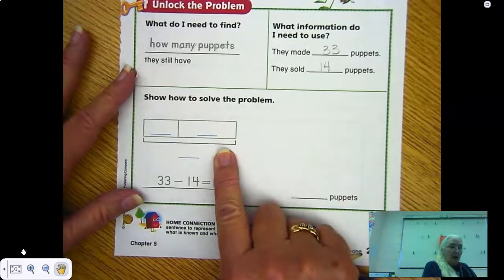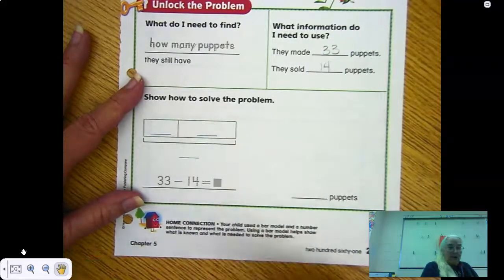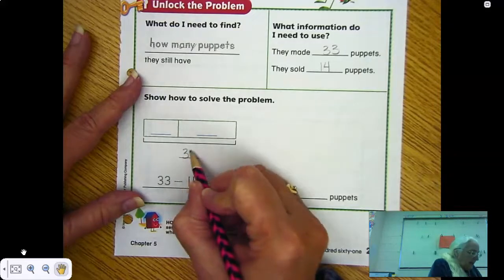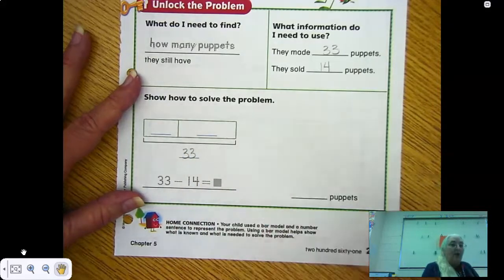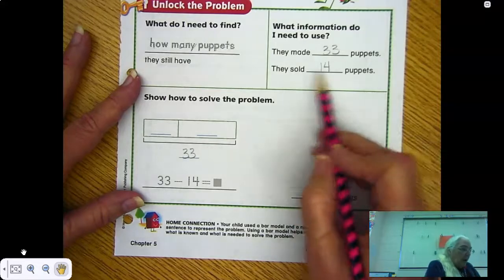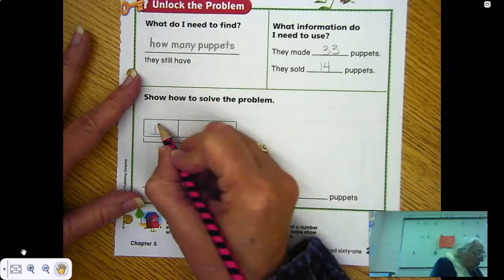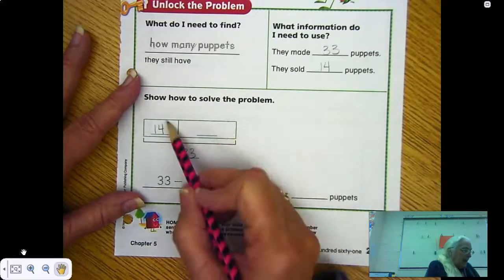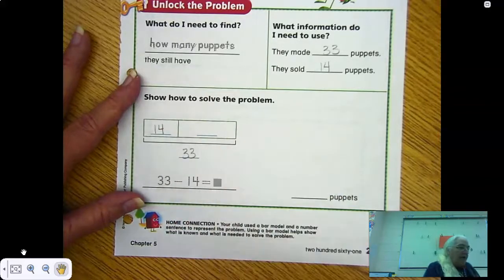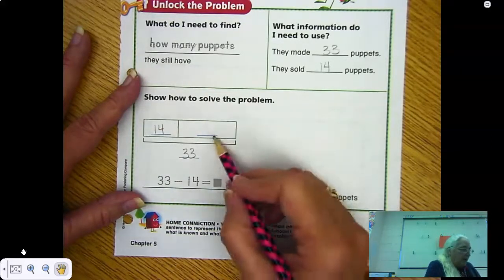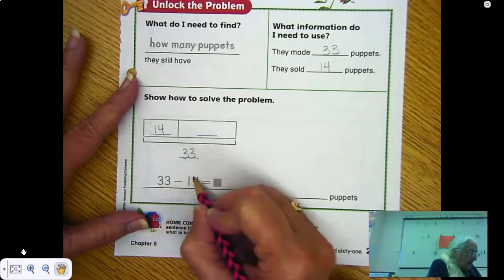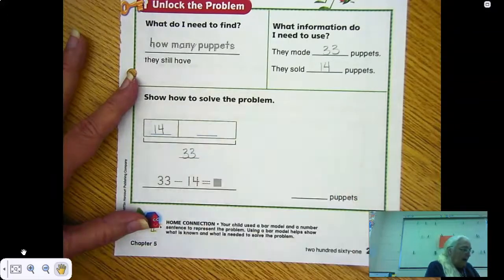Remember this whole part diagram. The whole amount, what everything is all together, they made 33 puppets. That's what they have in whole altogether. A part that they sold was 14. So if I know what the whole is, and I know what one of the parts is, I need to do a subtraction problem to figure out what's missing here. So 33 take away 14 equals that unknown number.